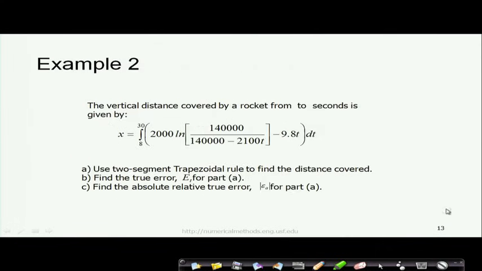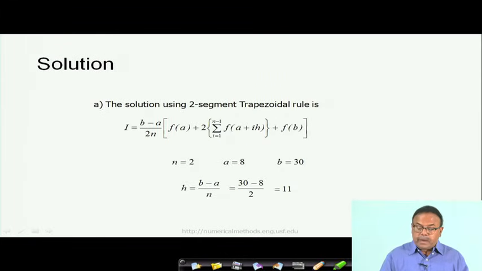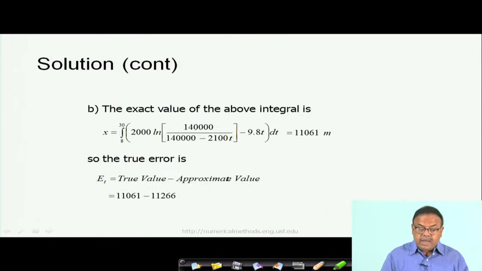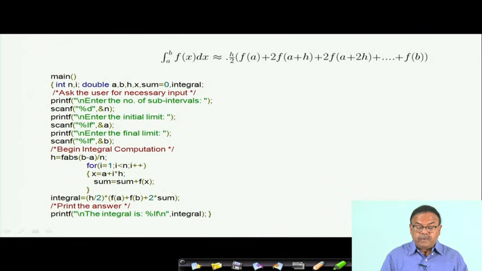So, using this, let us do the example again, the same thing. Using the two segment trapezoidal rule, we could find that the error is coming down. We have already seen that the true value of error is coming down, and the absolute relative error has come to 1.853. So, now let us come to C programming straight away. How can we encode it using a C program?